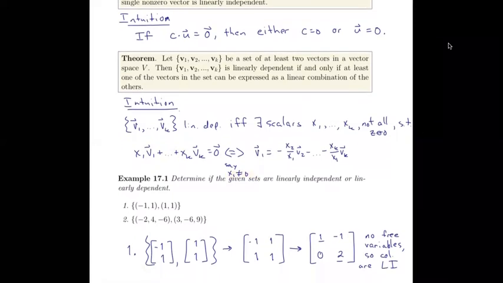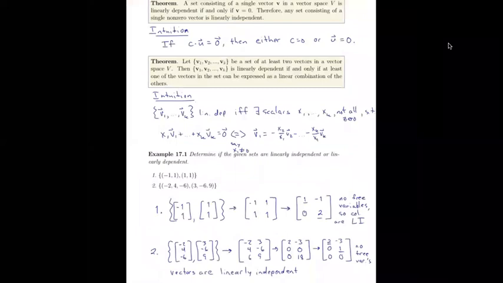So let's see some explicit examples here for a moment. We're asked to determine if the given sets are linearly independent or linearly dependent. Remember, a pretty quick way to figure this out is to take the vectors that were given, however many we are given, write them as the columns in a matrix, put that matrix into row echelon form, and then look for free variables. If you have a free variable, then you have a non-trivial solution to the homogeneous equation, which means you have a linearly dependent set of vectors.